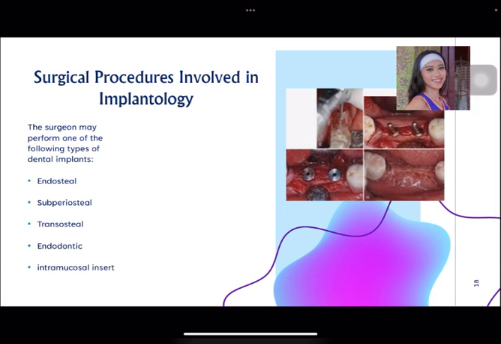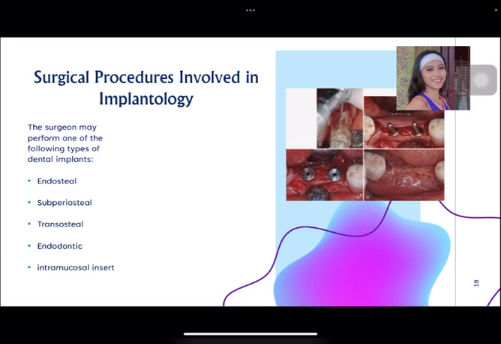And next is the surgeon may perform these following types of dental implant. These are the endosteal, subperiosteal, transosteal, endodontic, and intramucosal insert. So endosteal implants is the most common type of dental implant where implants are surgically placed into the jawbone. So endosteal implants are suitable for most patients who have adequate bone height and density.